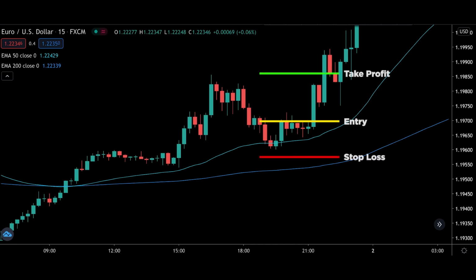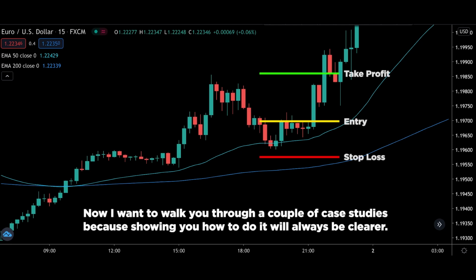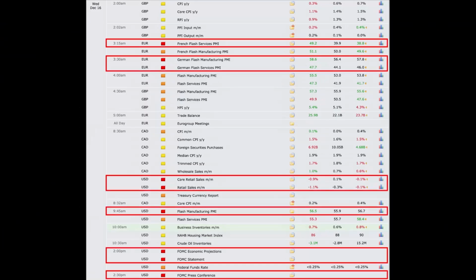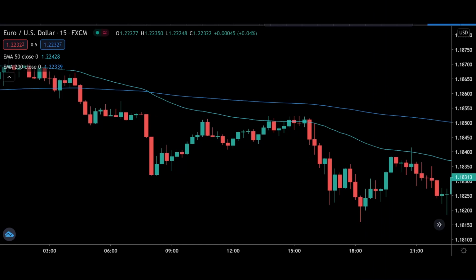So those are the 4 steps involved in this scalping strategy. Now I want to walk you through a couple of case studies because showing you how to do it will always be clearer. So keep watching as I put everything together. For the following case studies, I will skip step 1 because it's not sensible for me to go back historically and identify any scheduled news event whenever there is a potential setup. But I think you should have already gotten the idea about the importance of checking the Forex economic calendar. With that being said, here's the first case study.